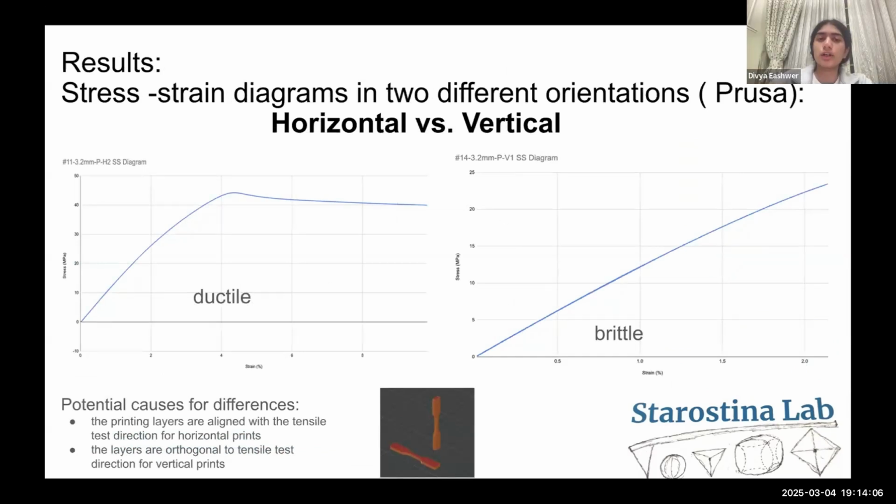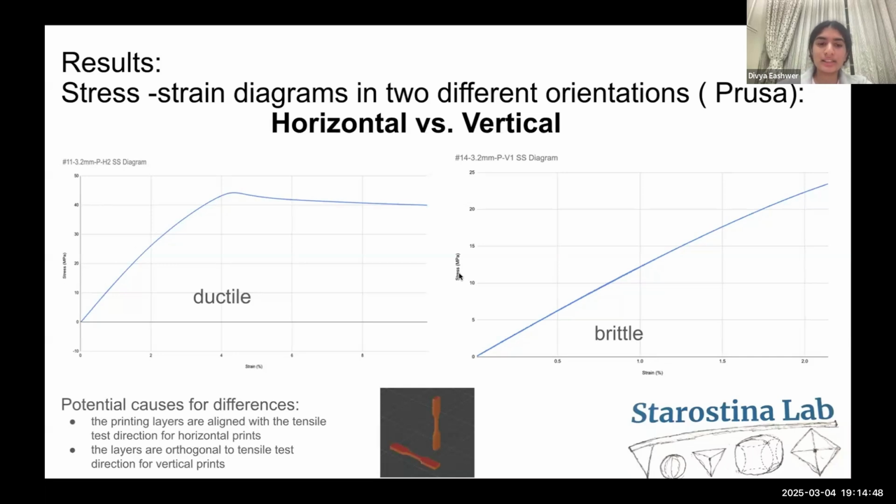So these are our results for our stress strain diagrams in two different orientations on the Prusa printer. On the left, it shows the horizontal specimen, and the right shows the vertical. The horizontal one shows that it was somewhat ductile, because this is a classic stress strain diagram curve, and it breaks off around 7-8%. While the vertical sample seems very brittle and it breaks off much earlier, around 2-ish to 4%.